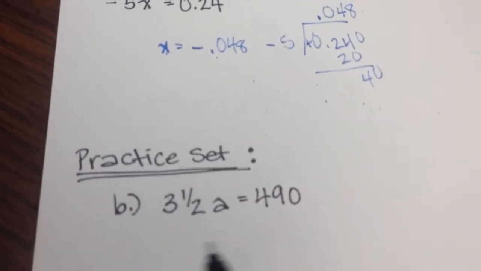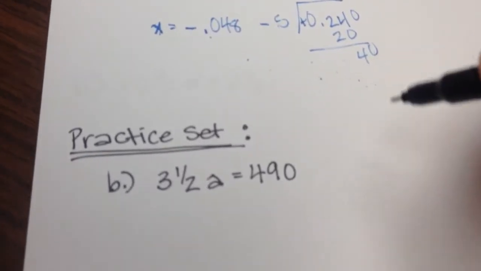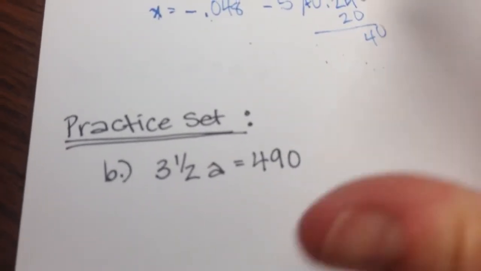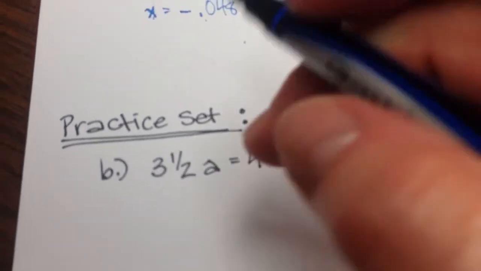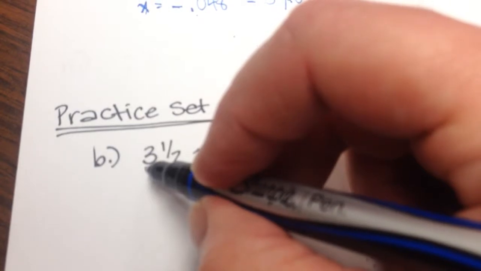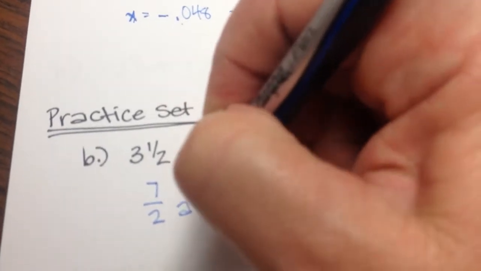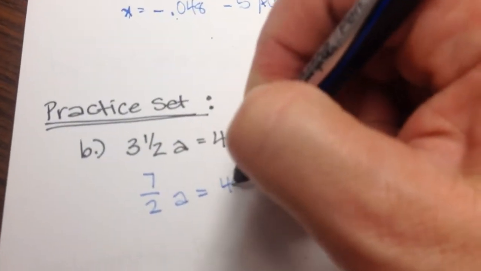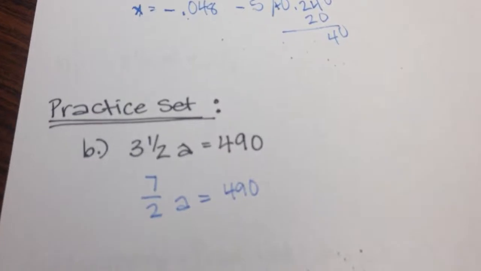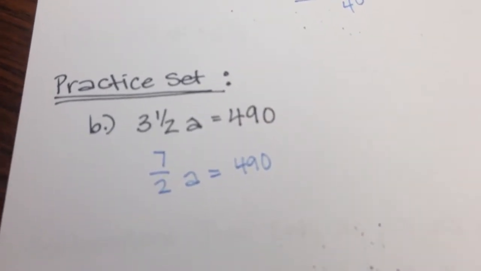I'm going to do some of them with you, and then you're going to do the rest of them. So I have 3.5a equals 490. Oh my goodness, what must I do? Make this improper. So 2 times 3 is 6, plus 1 is 7. So now I have 7 over 2a equals 490. Now I'm going to divide 490 by 7 over 2, right?